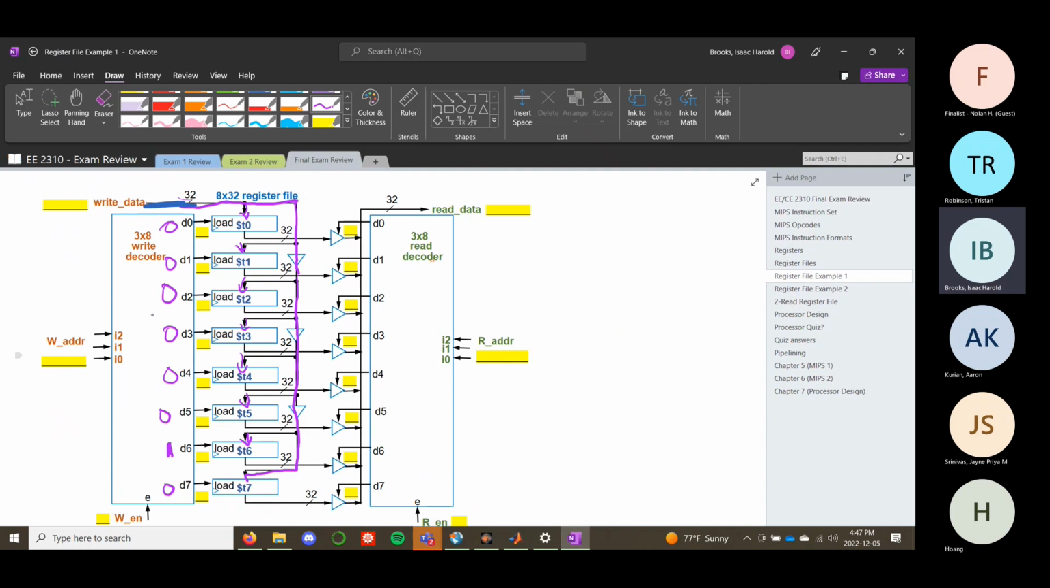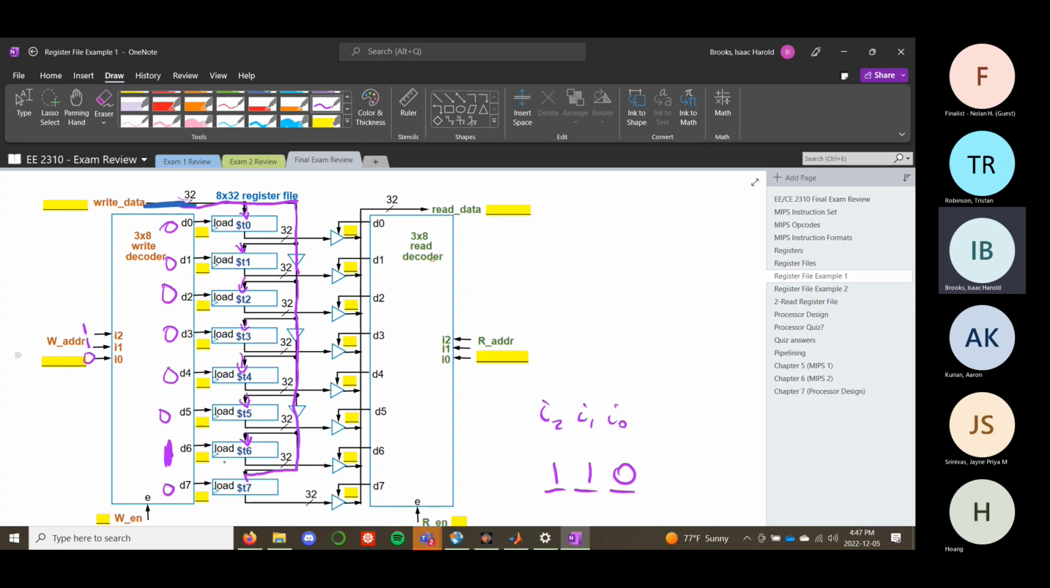If we want the output of this decoder, D6, to be 1, then the inputs have to be a binary 6, because it's D6. So if we have I2, I1, and I0, those are our 3 bits, and we want this to be a binary 6, that's 1, 1, 0. So our inputs here would have to be 1, 1, 0, and that would cause this output of the decoder.